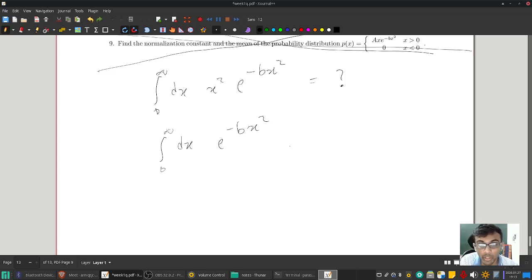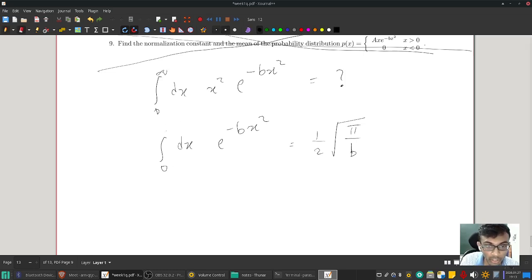So this is going to be, I think, from minus infinity to infinity, I think it is square root pi over b. So from 0 to infinity, it would be half of that.